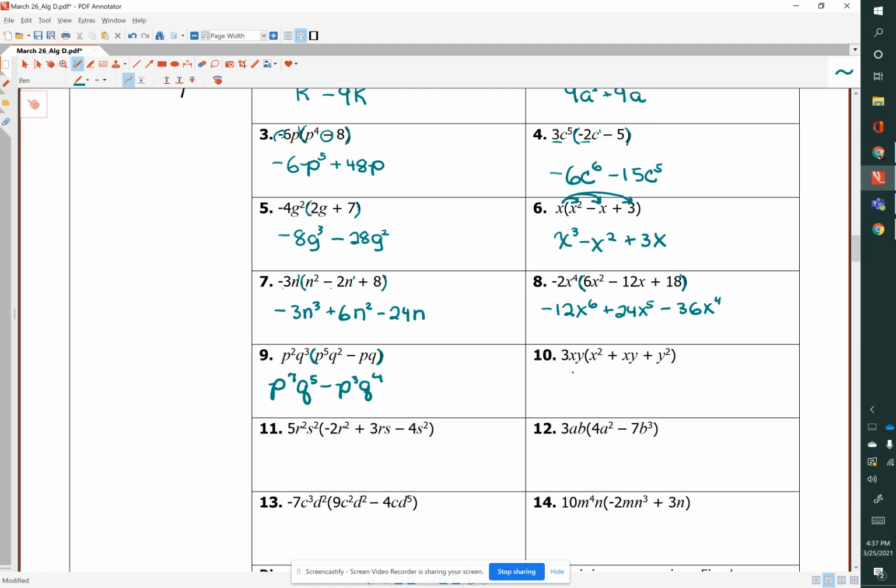So number 10, they're getting a little more complex, same rules. We look for those invisible ones, both in front of a variable where there's no other coefficient, and as well in the exponents. If there's no exponent, it's an exponent of 1. So let's keep those rules in mind. And 3xy, the x and y have an exponent of 1, as does the 3. But we also have an invisible 1 in front of this quantity of x squared plus xy plus y squared.